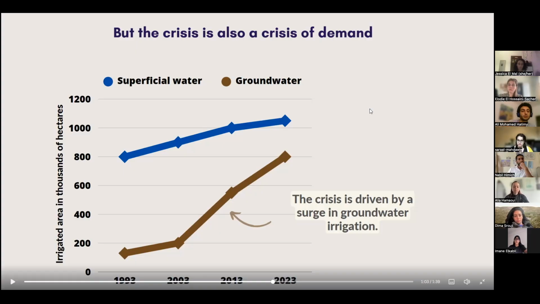The challenge is that, as we increased the extraction of groundwater, we are not pumping 4 billion cubic meters, we are pumping 7 billion cubic meters, which means that 3 billion cubic meters are fossil water that was stored thousands of years ago, and that threatens the viability of that irrigation, the viability of water availability in the next few years.